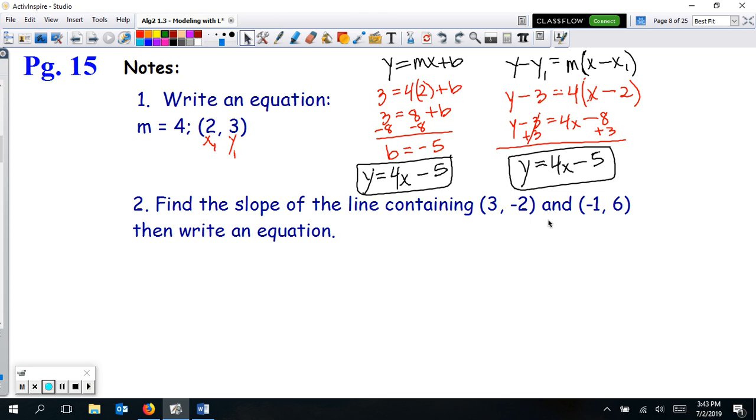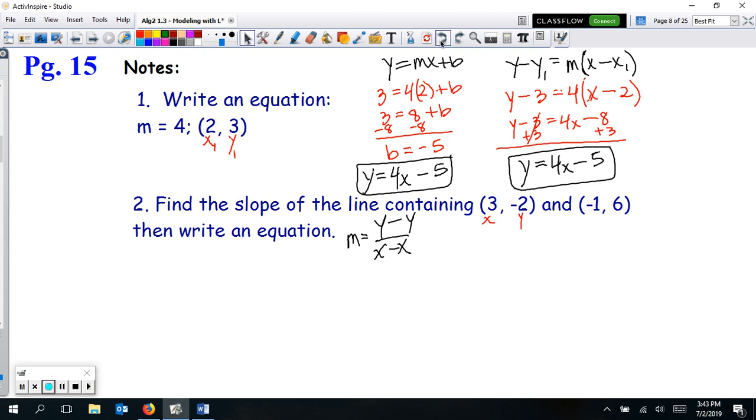we would want to use our little formula here where we can just subtract the y's over subtracting the x's. Now it doesn't matter which one you start with. I usually just start with the first one, doing the first point minus the second point. You could do the second point minus the first point. You just need to be consistent and start with the same one for y and for x.